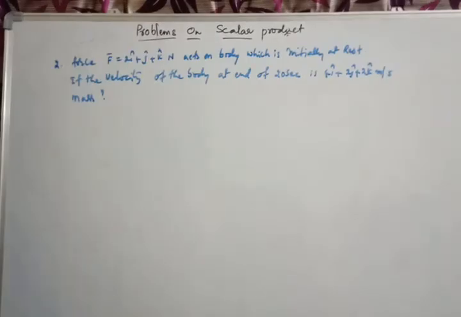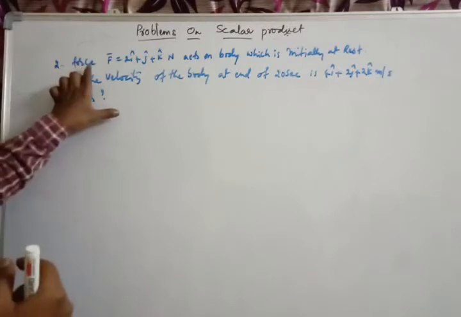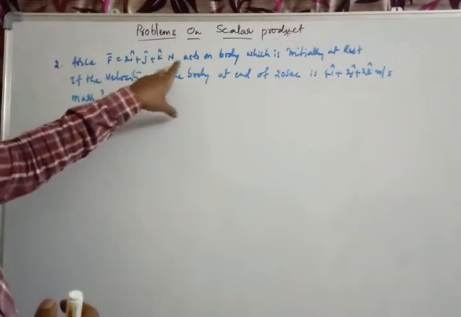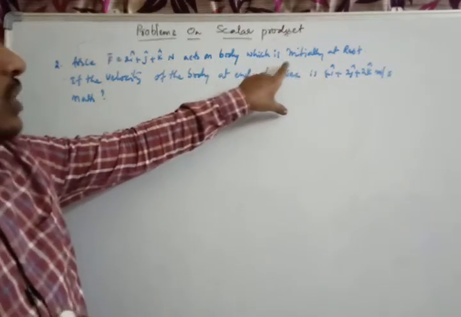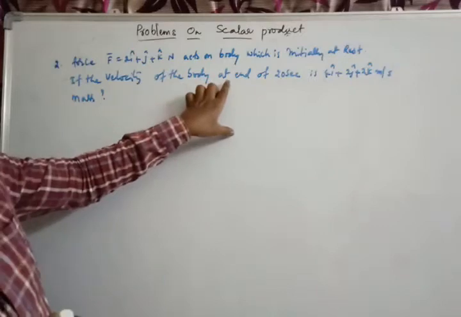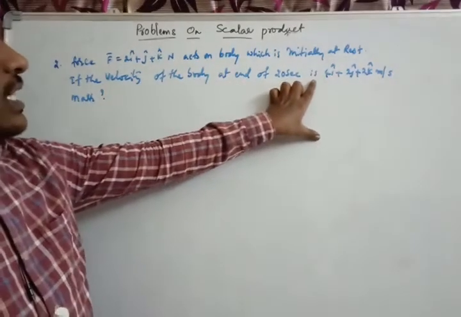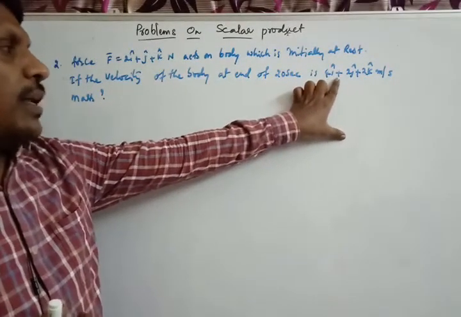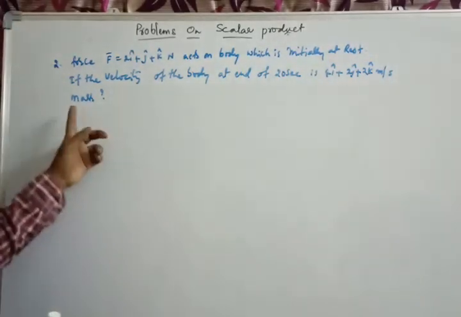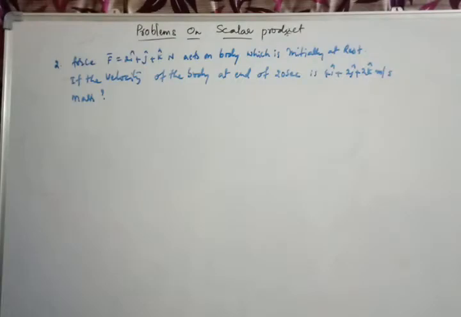Okay, second question, let us read it. A force F bar is equal to 2i cap plus j cap plus k cap newtons acts on a body which is initially at rest. If the velocity of the body at the end of 20 seconds is 4i cap plus 2j cap plus 2k cap meter per second, then what is the mass of the body?